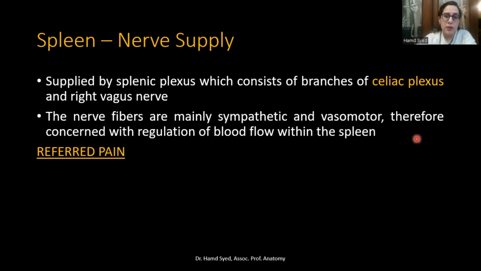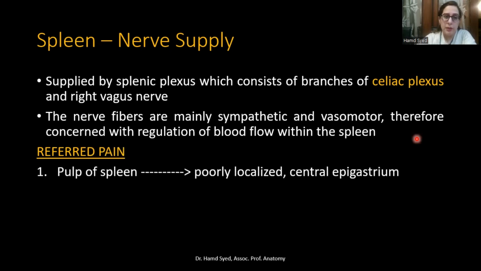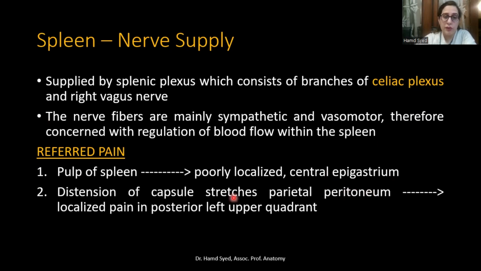When we talk about the referred pain from the spleen, keep in mind that pain from the pulp of the spleen is going to be referred to the central epigastrium, and this is going to be a vague or diffuse, poorly localized sort of pain. Whereas distension of the capsule of the spleen can stretch the parietal peritoneum. In that case, because of the involvement of the somatic nerve supply, the pain will be pinpoint and localized, and it could be in the posterior left upper quadrant.